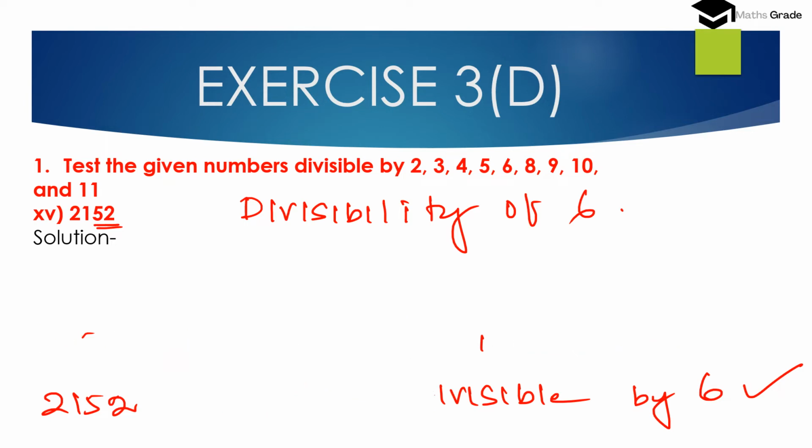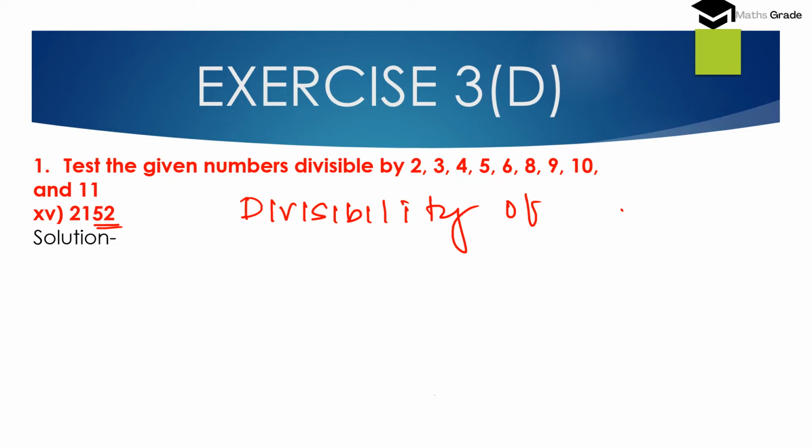Now we will check whether the number is divisible by 8 or not. Divisibility of 8: if the last 3 digits of the number are divisible by 8, then the number is divisible by 8. Here the last 3 digits are 152. We will check whether it is divisible by 8 or not.